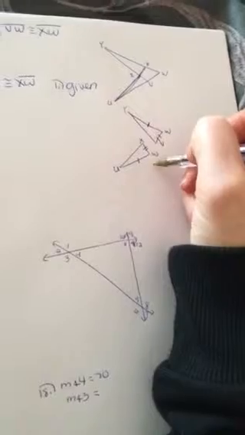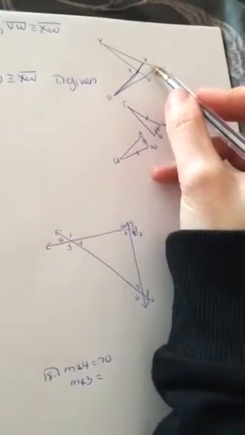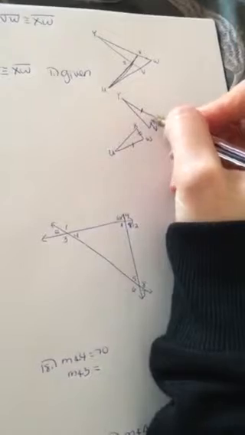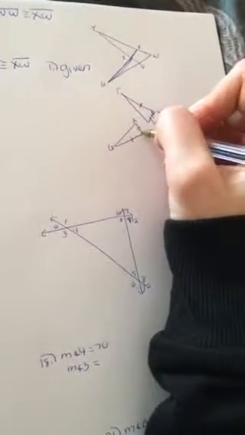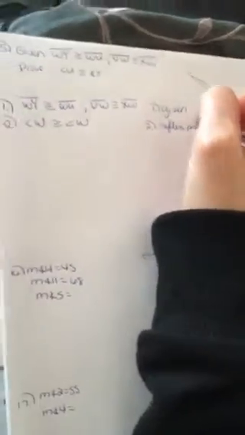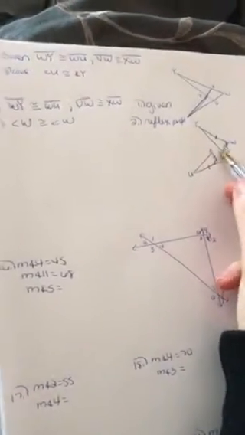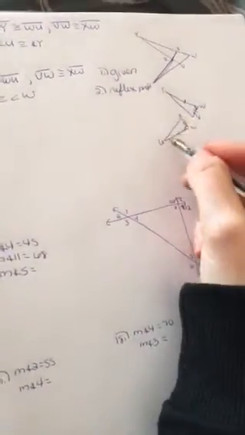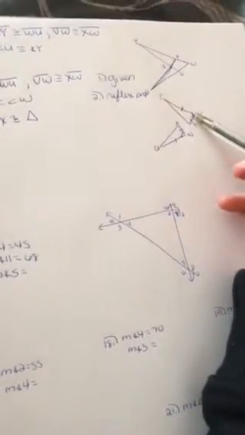So as I'm looking at this, I see that they both share angle W right here. And so angle W is going to be congruent to itself. All right, so I have angle W is congruent to angle W. And that's going to be the reflexive property. And now I have side angle side congruency for these triangles. So I can say that triangle UWX is congruent to triangle YWV.